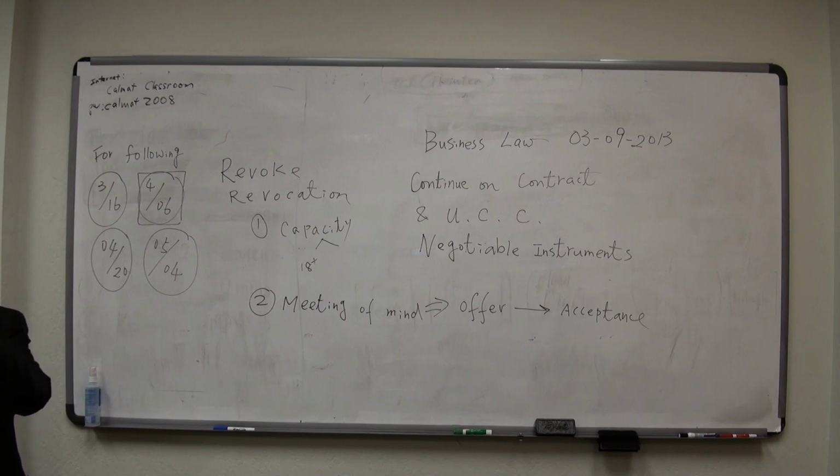Number two, you can only revoke before acceptance. If the offer is accepted, meaning under contract, then no more revoke. Both parties may talk about rescind. Rescind also means cancel the agreement. However, be careful about the difference between revoke and rescind. We'll talk about rescind very soon.